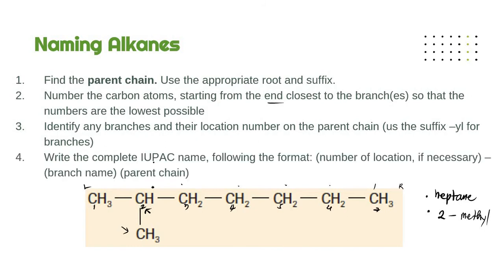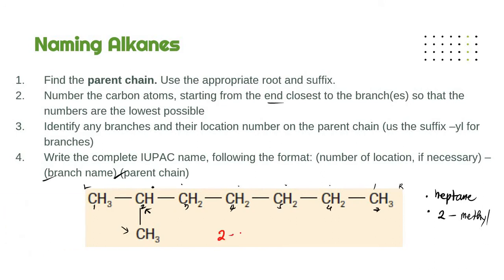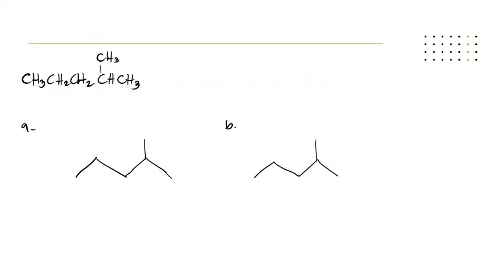To write the complete IUPAC name, follow the format: number of location if necessary. Usually if it goes from 3 carbons and up, we have to write the numbers, or if it's not symmetrical. And then the branch name and the parent chain. So how do we name this compound? We name this as 2-methylheptane. Is it right? Yes, we are right. This is a 2-methylheptane.